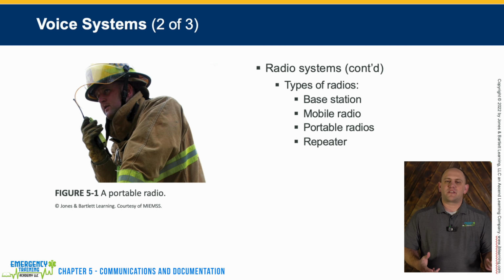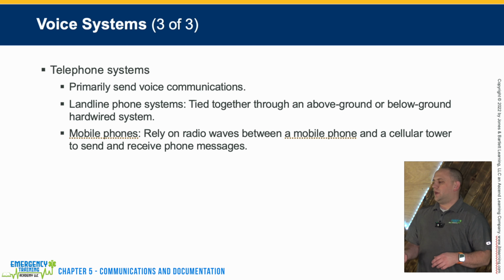There are different types of radio systems. We're going to have base station radios, mobile radios, handheld portable radios, and then there are also repeater systems. Those can be towers. You could have a repeater on your vehicle, and it just amplifies the signal so that it can reach farther. Another way that we can do voice communication is what we're probably all familiar with, telephone systems. This is a primary way that we do a lot of our communication.